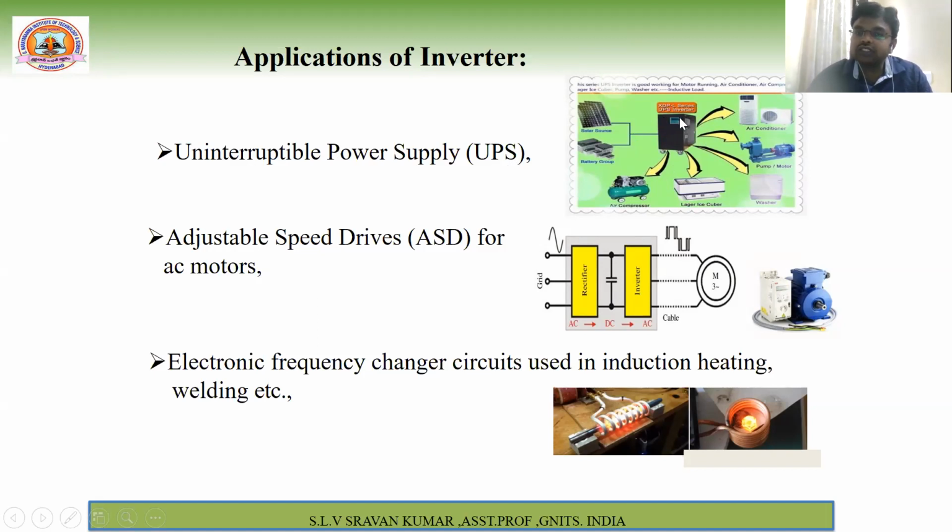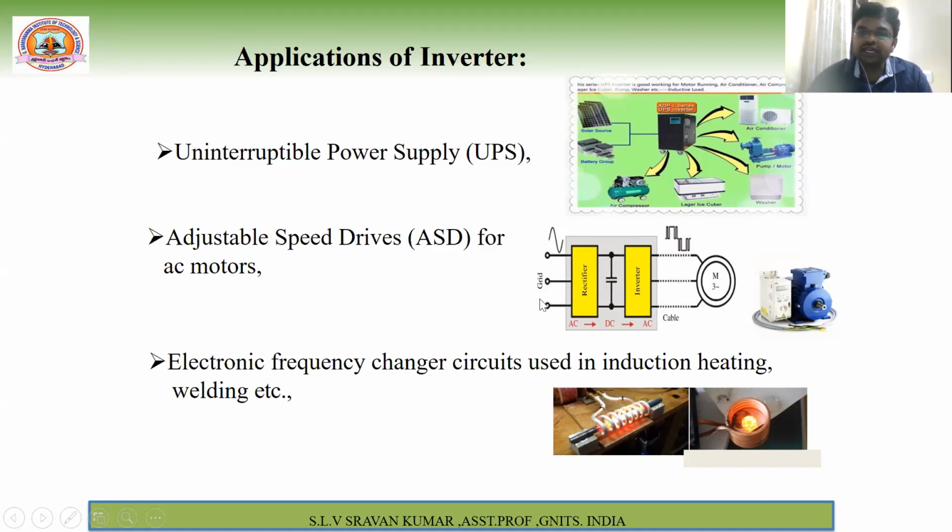But who is giving the power here? You can see here solar panel and battery. So these two are very important nowadays. This is one daily life application you can see. And next, coming to adjustable speed drives.